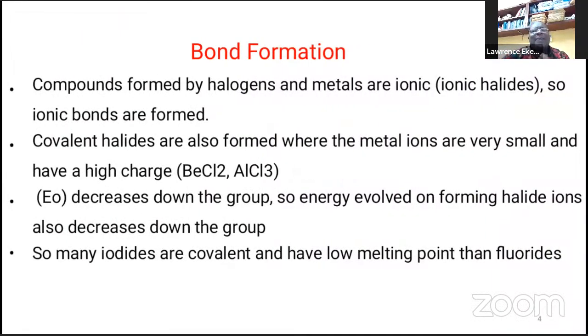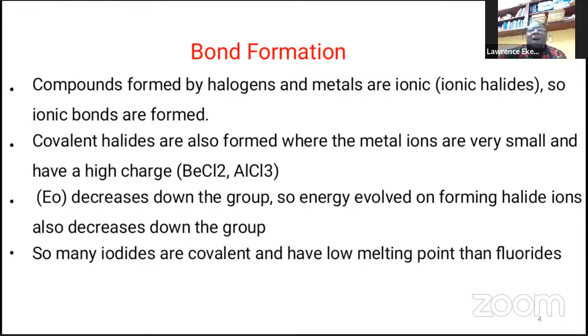Now, let's quickly look at some information about bond formation in halogens. If you look at the halogens, they form ionic bonding with metals, and we call it ionic halides. When the halogens, maybe chlorine, fluorine, bromine, or iodine, react with metals, they form ionic bonding with the metals, and we call the products ionic halides. Okay, from halogen, you have halides.